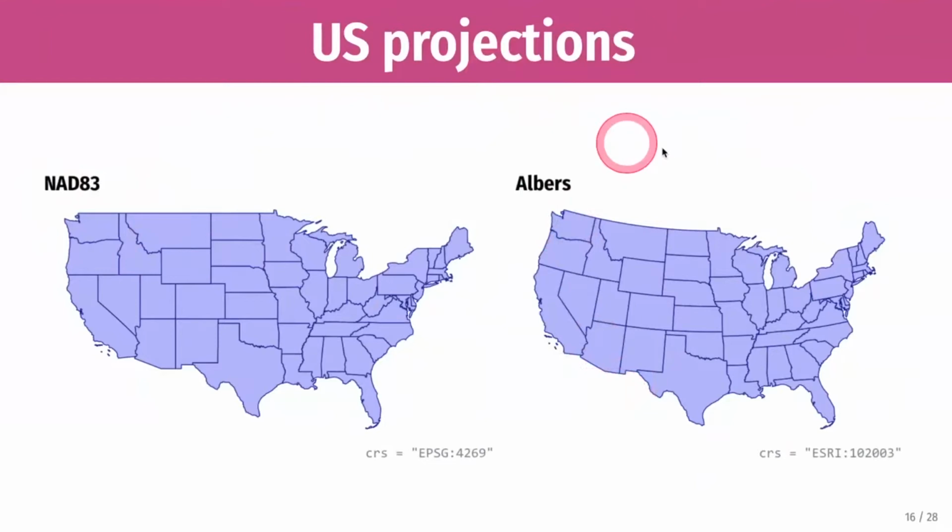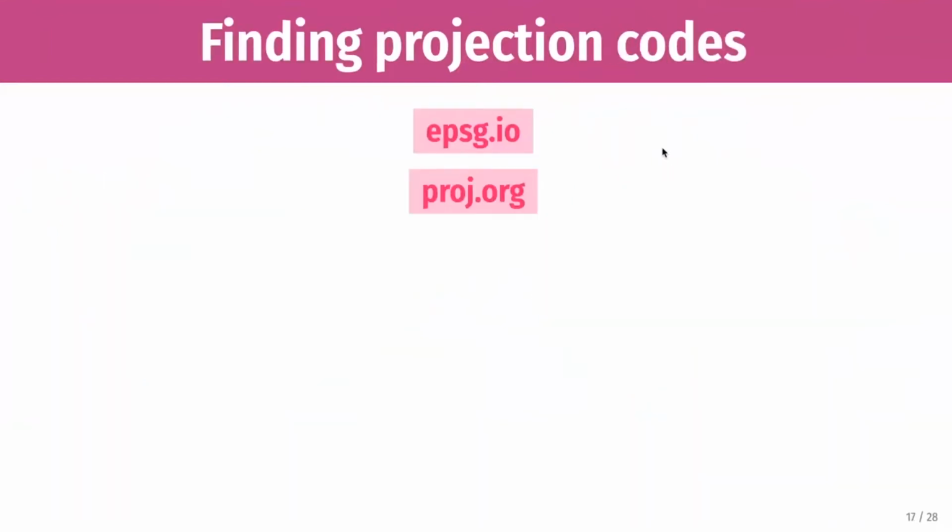So where do you find these projections? Because there's like thousands of them. There's this website here, epsg.io. This is like the European something with a G for geography. I don't know what it stands for. But it is kind of a main central database of all different projections that you can use. And they are super detailed.